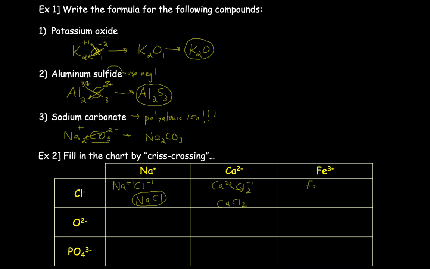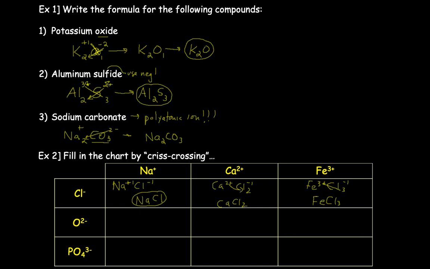All right. Okay. Fe. Let's go Fe 3 plus, right? And then we have chlorine, which is a -1. Okay, the 3 comes down to the bottom. The 1 does not crisscross. We have FeCl3. All right, pretty good.